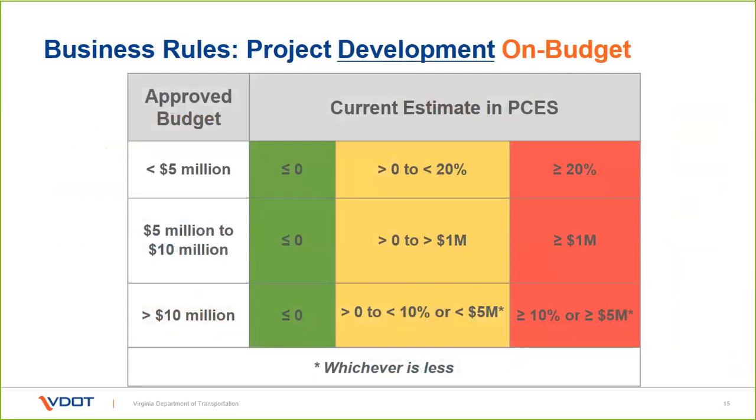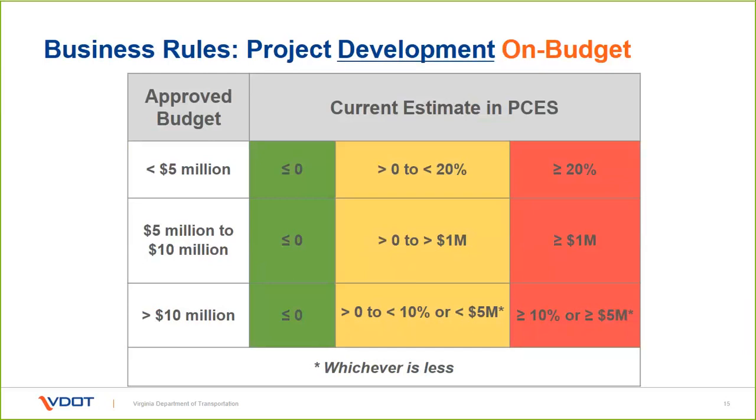Okay, so project development on budget. This is where we're shifting away from project estimates and moving towards a budget and sticking to that budget. You'll see here we've got three different categorizations for projects: under $5 million, $5 to $10 million, and over $10 million. And then you'll see we've got the red, yellow, and green scores. These shift a little bit from percents to dollar amounts and back to percents or dollar amounts. That is based on the CTB policy for rescoring a project for SMART SCALE. We mirrored that policy, so that's why you see the difference there.